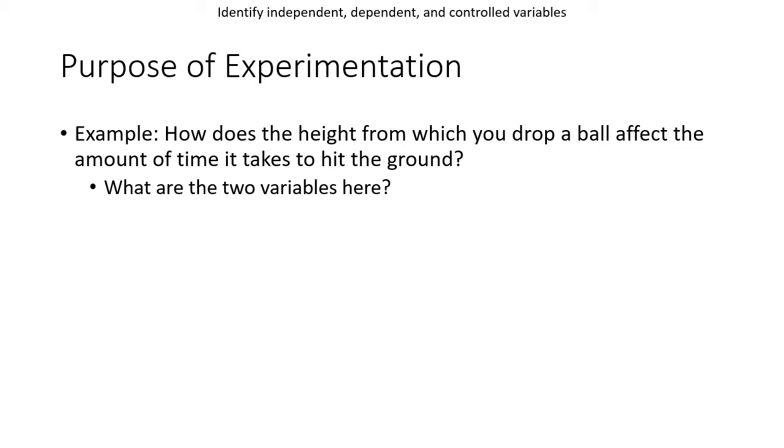All right, so you've had a chance to consider this. Hopefully you have something similar to what I had. So the two variables here are the drop height, or the height from which we drop the ball, so something along those lines, and the time. How much time does it take from when we drop it until it hits the ground? So those are the two variables there.